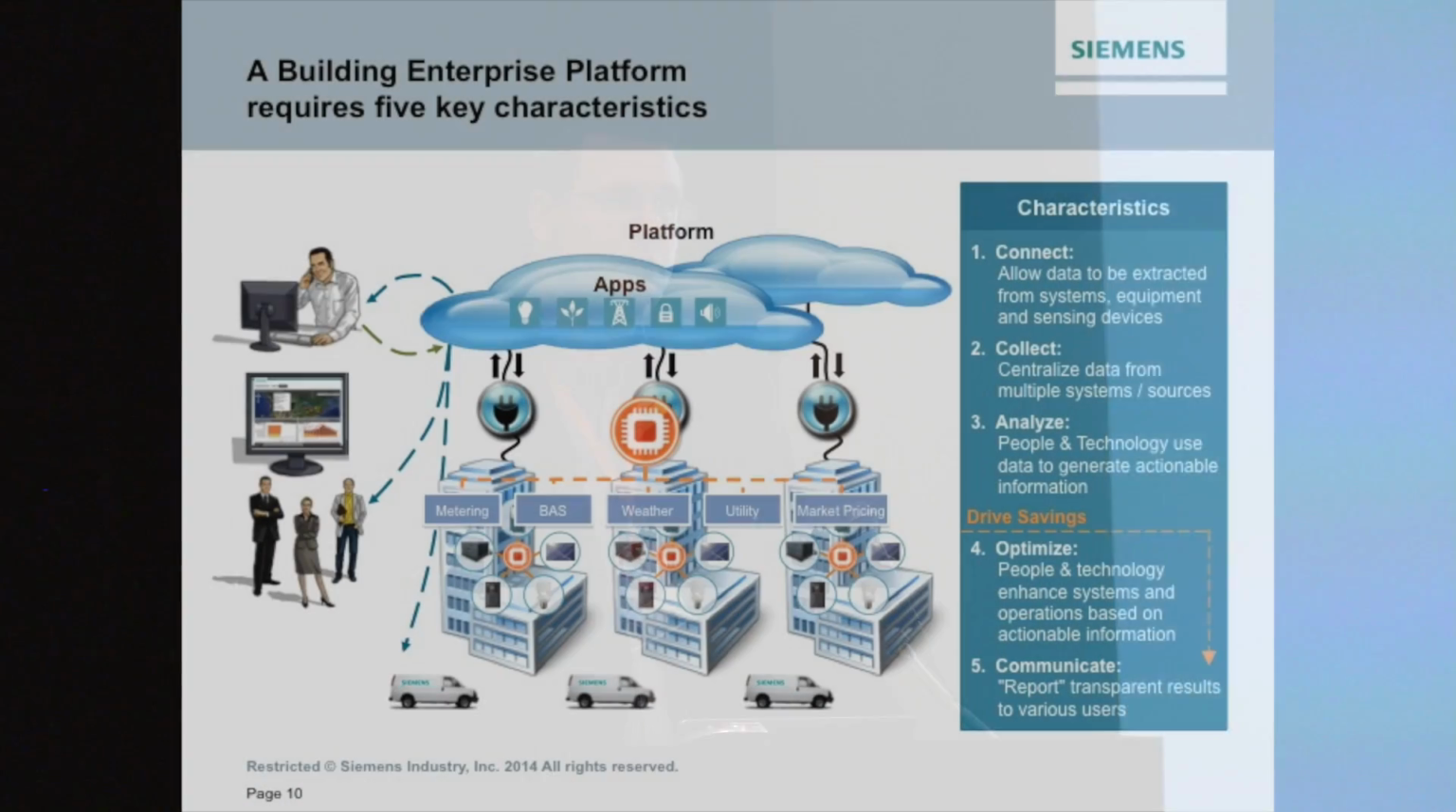When we sit down with the customer and really break down the problem, what we find is there are 5 key characteristics that come together. The first is you have to connect. You have to connect to data on site, to utility data, weather data, or whatever it might be, and you have to gather that data.